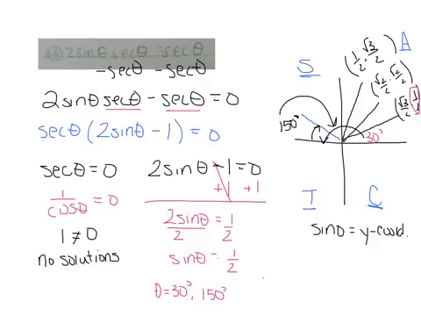And the next thing, just in case you need to have them in radians, 30 degrees is pi over 6, and 150 is 30 times 5, so it's 5 times pi over 6, or 5 pi over 6. And that's it.